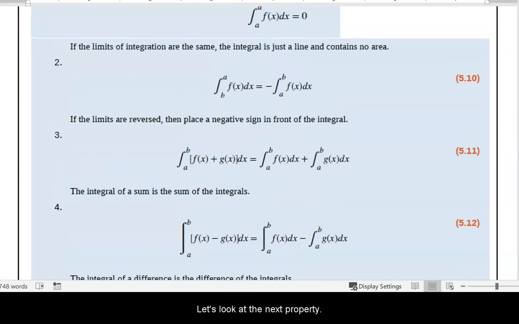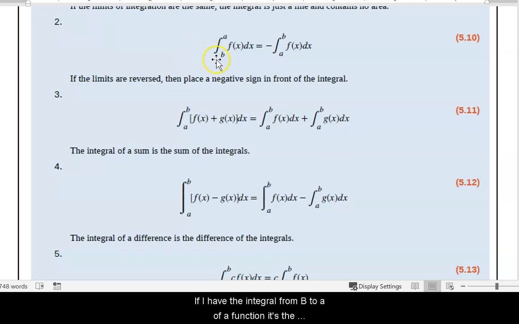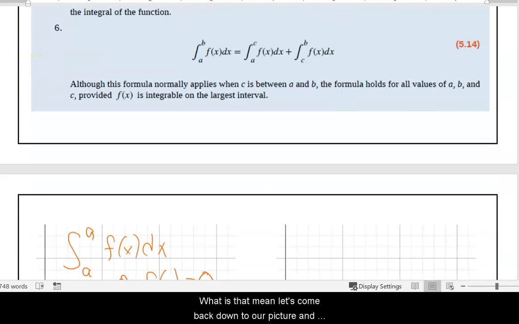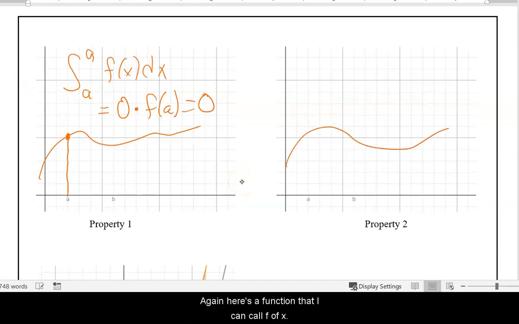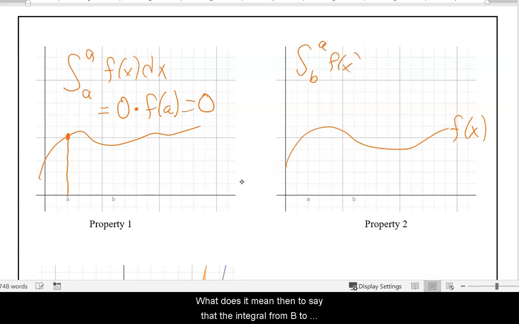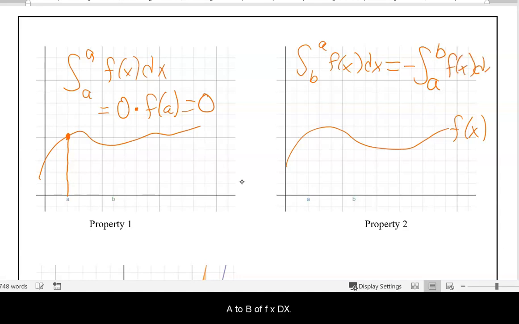Let's look at the next property. Property 2 says, if I have the integral from b to a of a function, it's the opposite of the integral from a to b. What does that mean? Let's come back down to our picture and draw something that looks like that. Again, here's a function that I can call f of x. What does it mean then to say that the integral from b to a of f of x dx must be the opposite of the integral from a to b of f of x dx?